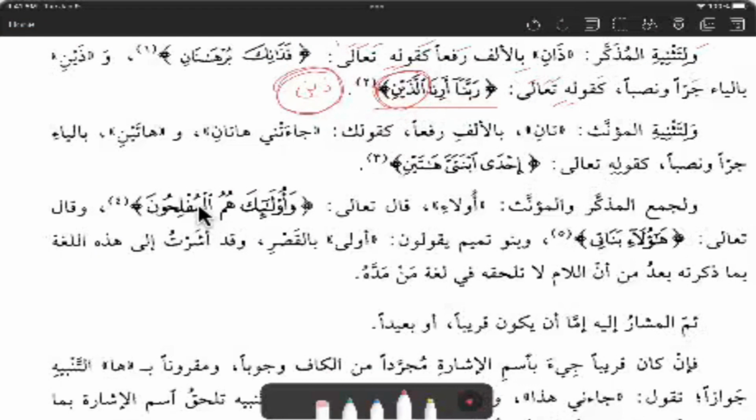Ameen. وَلِتَثْنِيَةِ الْمُؤَنَّثِ تَانِ. And for the dual feminine, there's tani with an alif in the state of rafa'.